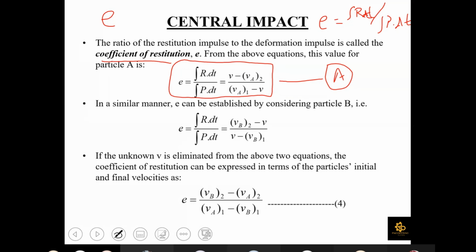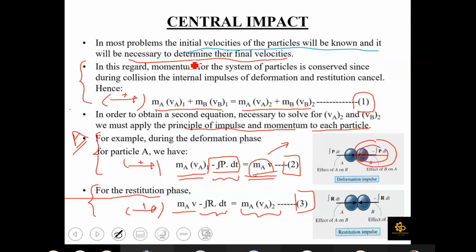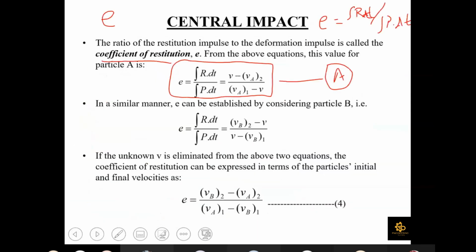Yes, sir. Okay, now repeat the steps from this point onwards on particle B as well. Just as you considered particle A individually and applied the principle of impulse and momentum first in the deformation phase, then in the restitution phase, and then found the coefficient of restitution, repeat all these steps on particle B as well. Once you apply the same steps on particle B, you are going to get an equation of this form: E equal to VB2 minus V over V minus VB1 for particle B as well.